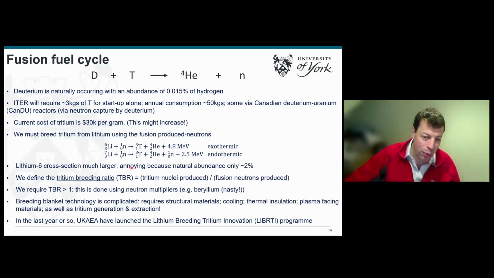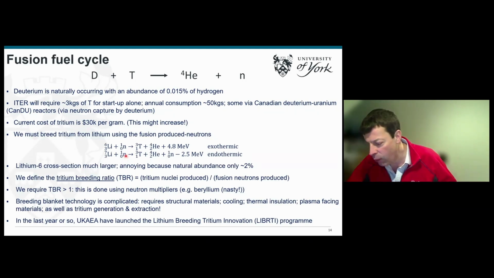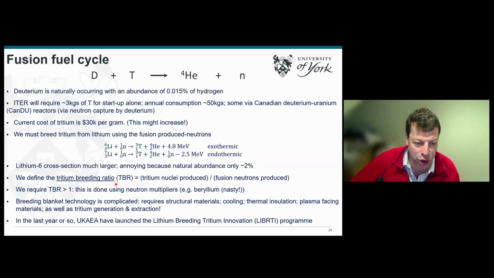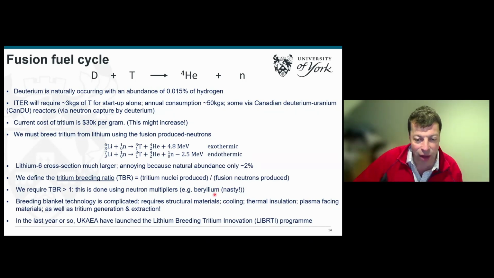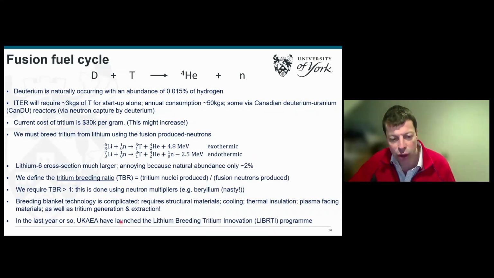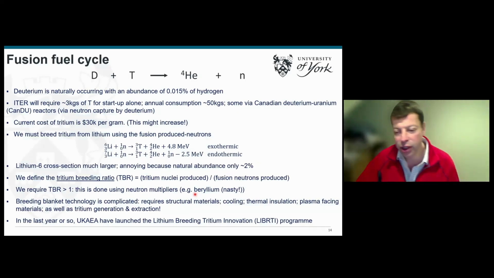So what do we do? Well, from every neutron we produce here, we try to make more neutrons. One of the ways we do that is by sticking the neutron into a neutron breeder, which might be something like beryllium, but I wouldn't want to have any beryllium in my house. It's pretty unpleasant stuff. Anyway, big challenge for fusion. The UK has launched a thing called the Lithium Breeding Tritium Program. Nice acronym, LIBRTY. Go and have a look at their website if you're interested in more of this detail.